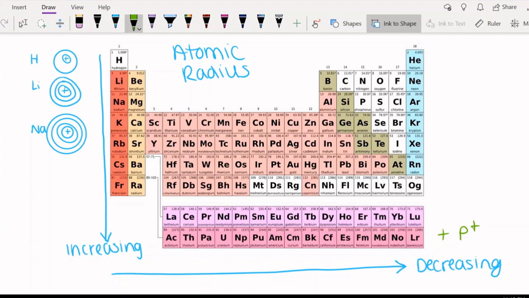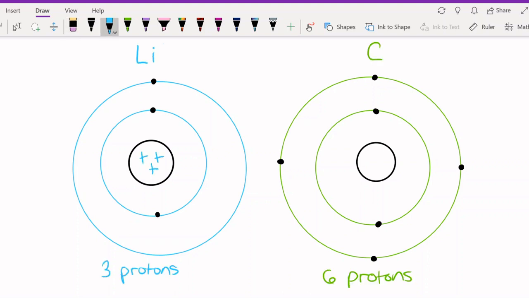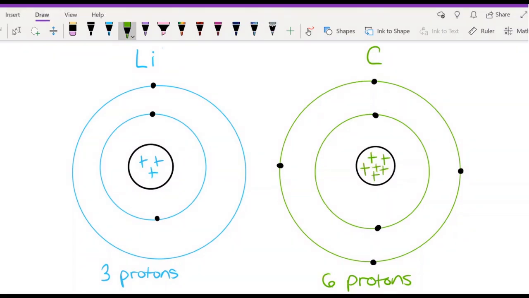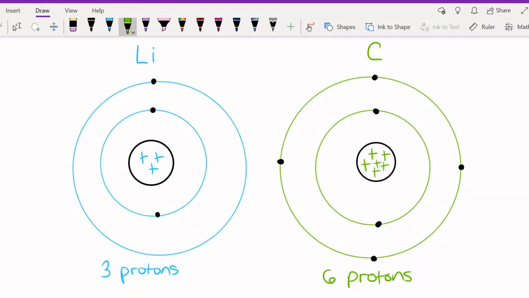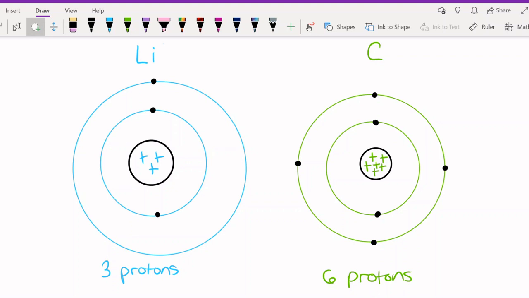As we move from left to right within a period, the elements have more protons. For example, lithium has 3 protons, beryllium has 4, boron has 5, carbon has 6, and so on. As we increase the number of protons, the nucleus will have a larger positive charge, which will attract the electrons more. This causes the electrons to move closer to the nucleus, making the atomic radius smaller.